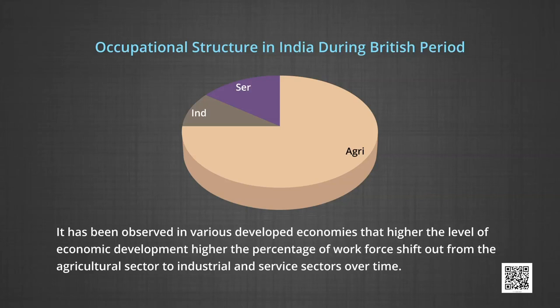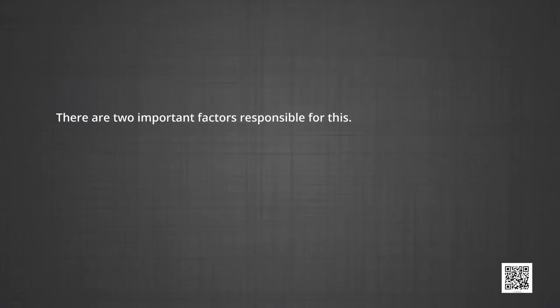It has been observed in various developed economies that higher the level of economic development, higher the percentage of workforce shift out from the agricultural sector to industrial and service sectors over the time period. This trend in occupational structure of India was missing during the two centuries of British rule, indicating that India remained an agrarian economy at the time of independence. There are two important factors responsible for this.